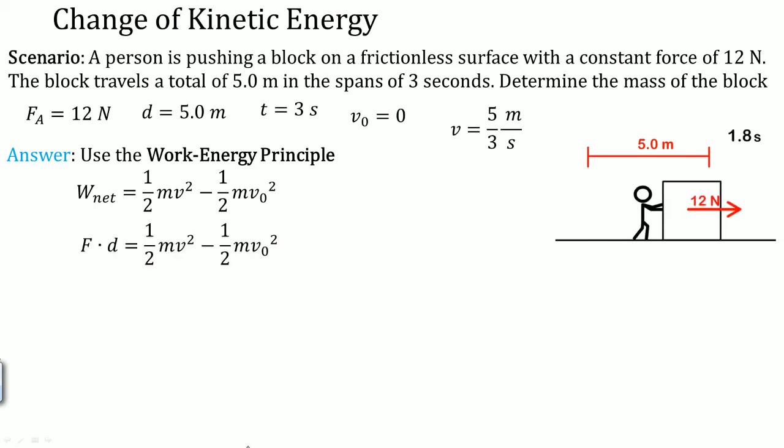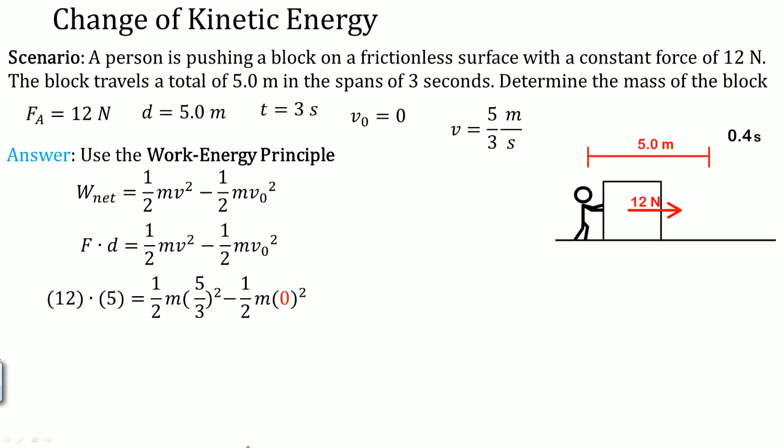You can plug that in. I made the substitution that work net is equal to force times distance. Plug in the values. Notice that this term is going to be equal to 0 because the object started at rest.